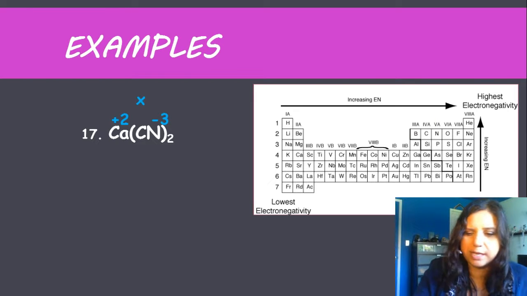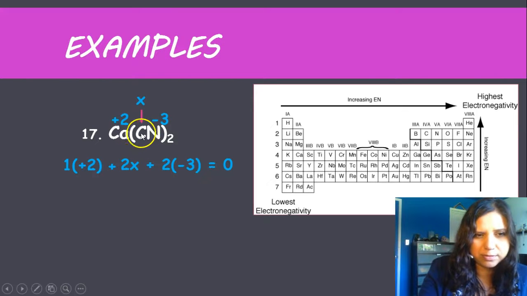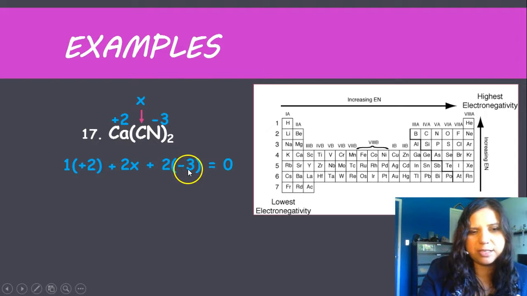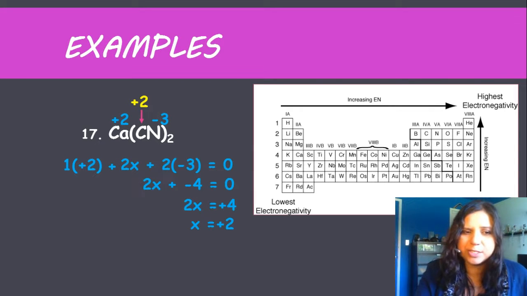So I'm just going to go ahead and do the math part for this one. It's a little more complicated. All right, so we have 1 calcium, it's just a +2. We have not one carbon, we have 2 carbons. So that would be 2, because that gets distributed in 2 times x plus 2 times -3 gives me 0. Combine some terms, 2x equals +4. So each x is a +2, so that carbon is a +2. All right, ask some questions in class.